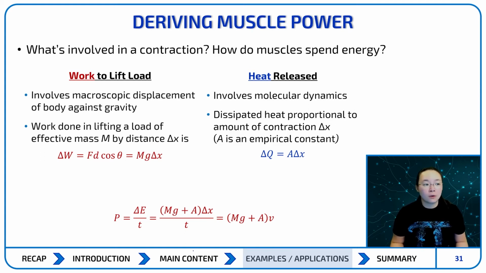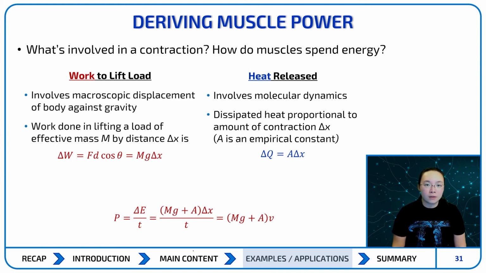There's work and heat. So if I'm lifting a load, then I'm doing work. That work involves macroscopic displacements of a body against gravity. So I'm lifting something up against gravity, I'm doing work. The work done in lifting a load of, let's say, effective mass m by a distance of delta x is going to be given by our equation that we had before. We have W equals FD cos theta. If I'm just lifting something directly up, then I have just FD.